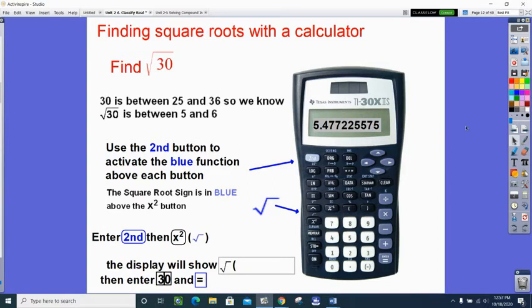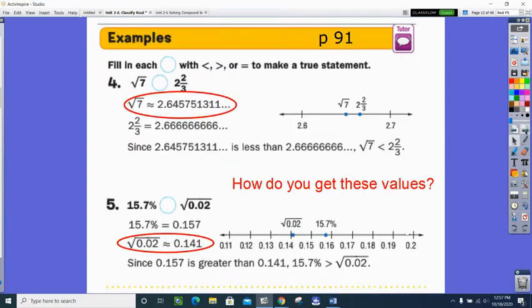Okay, so that's how you find square roots. Let's use that moving forward. So on page 91, this looks like a problem we just did the other day, but I'm now giving you the calculator because these are too close to call to estimate. It's kind of tight.